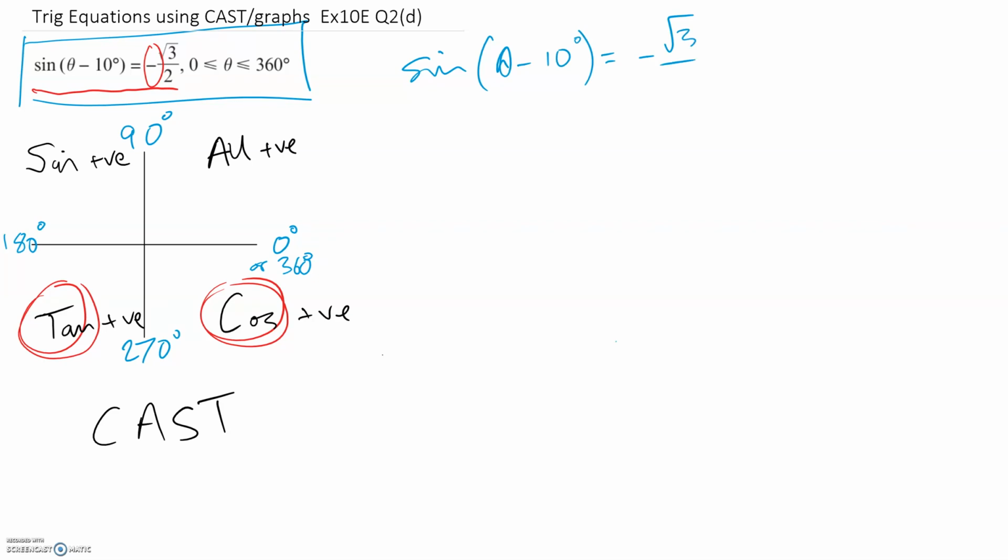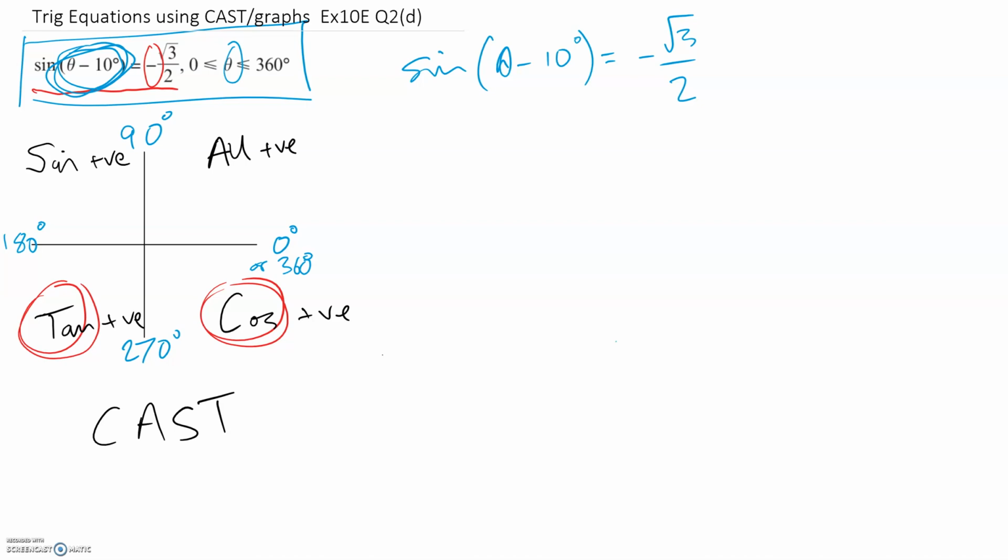Now, if this was just a theta here, we wouldn't need to change the range because the range would already be in terms of theta. But you can see that here we need to treat this as one thing altogether, theta minus 10, until the very end of the question.